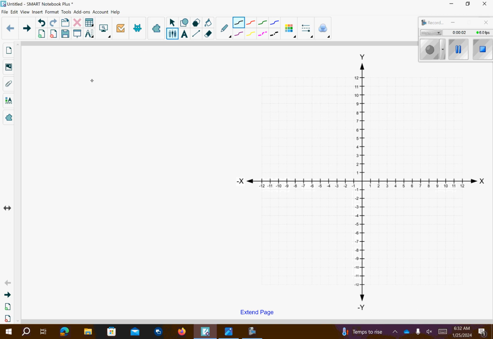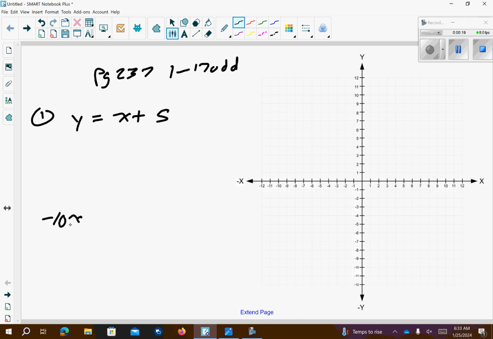Algebra 1, this is page 237, 238, and we're going to run through 17 odd, which was the assignment last night. So problem number 1, we have y equals x plus 5, and then we have negative 10x plus 35y equals 300.